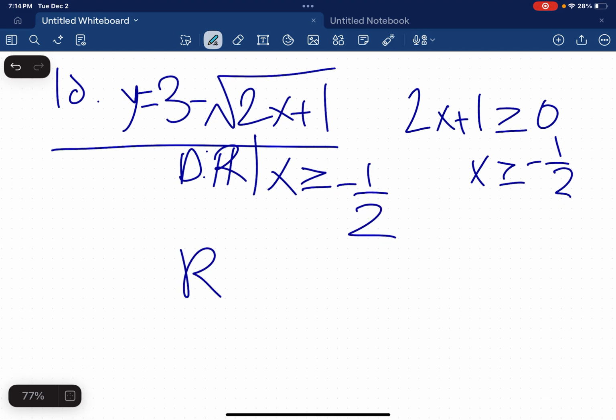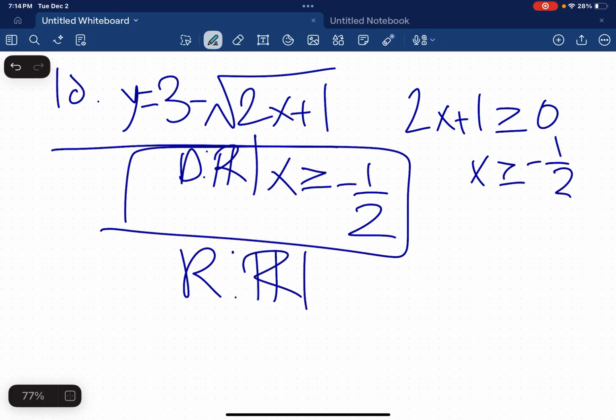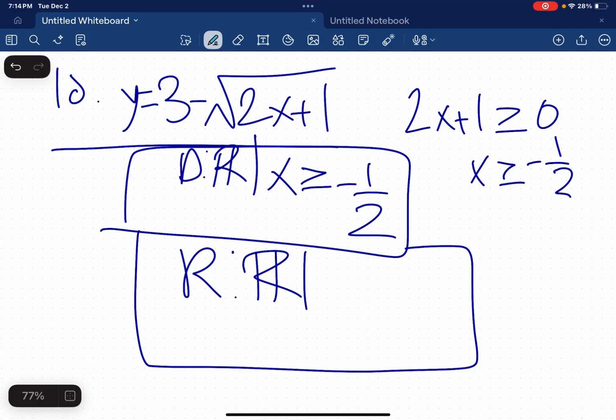And then our range is going to be equal to all real numbers such that, remembering what we said last time, even if this inside is equal to 0, that's going to be 3 minus 0, which means that y has to be greater than or equal to 3. Just make sure that's true. Yeah, okay.